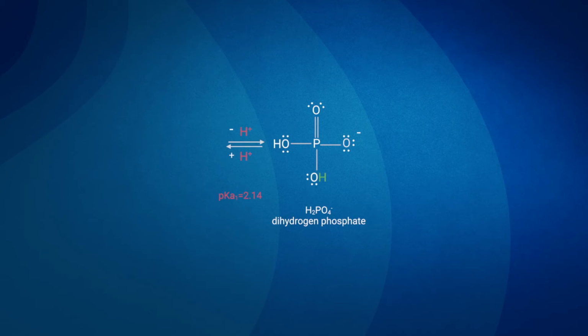Dissolved inorganic phosphate mainly occurs as weak acid species that participate in proton association-dissociation reactions. 4 inorganic phosphate species make up the phosphate weak acid system. Phosphoric acid, H3PO4, is the most acidic solute. It can dissociate 3 protons. Thus, this system is considered triprotic.